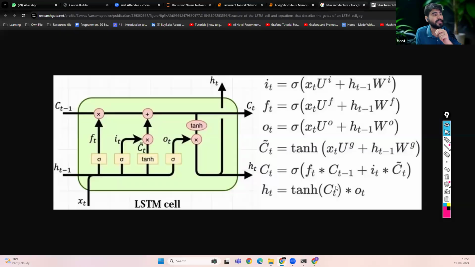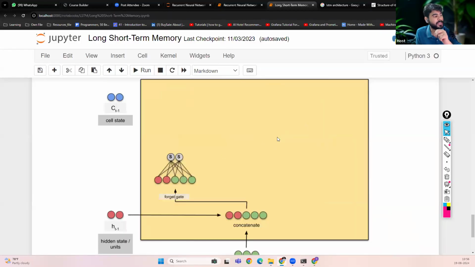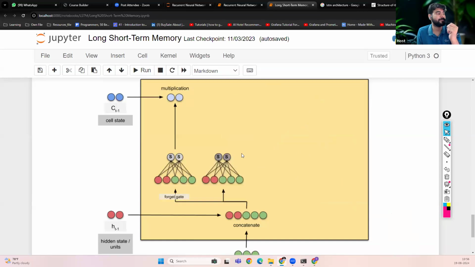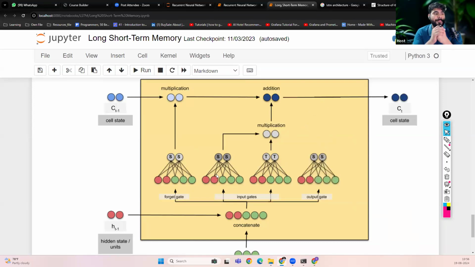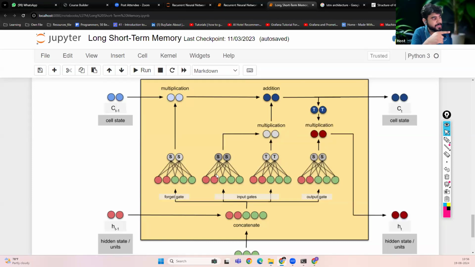If I show you again, just focus on this particular visualization once. Let me rerun it. Just focus on how this particular works. Just focus on here. Let me rerun it once. Yes, now it will start again.